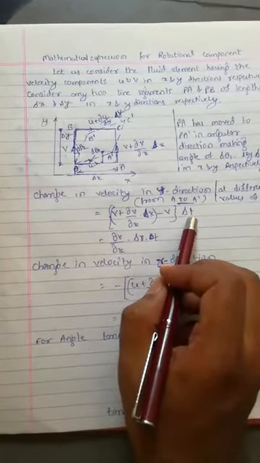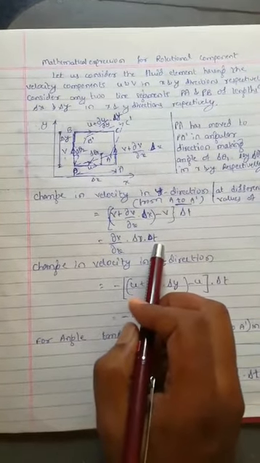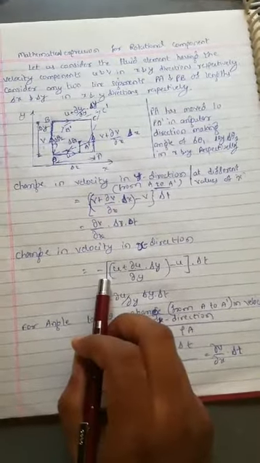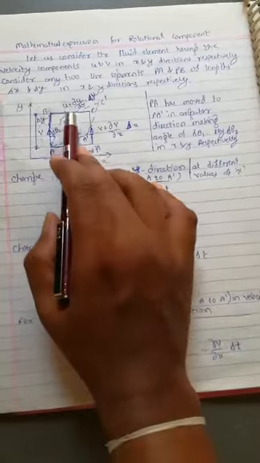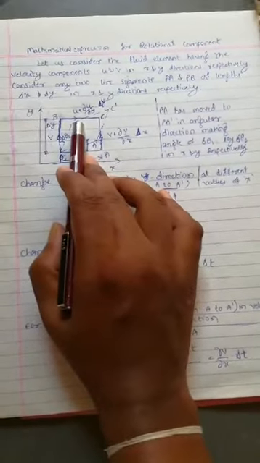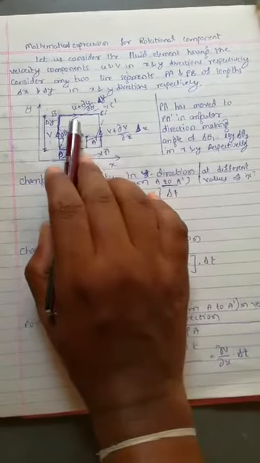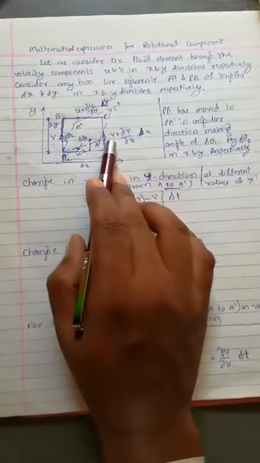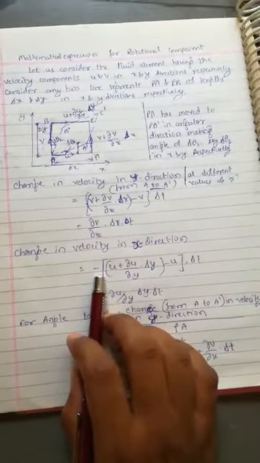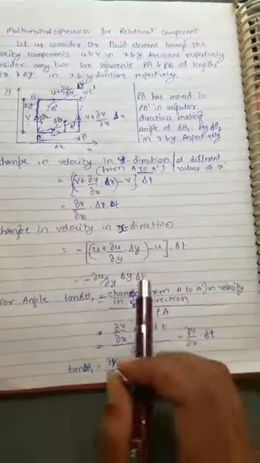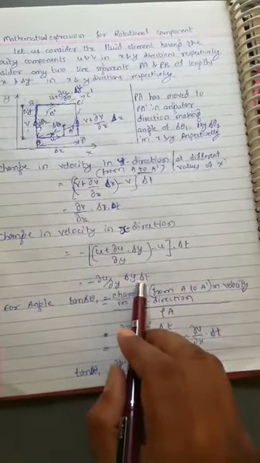Delta t is considered for the time interval. So we will get dou v by dou x delta x into delta t. And in the x direction we consider here a minus sign, because u is the x component velocity, it is moving opposite to the velocity component in y direction, or else it is moving clockwise. u is moving clockwise and v is moving anti-clockwise. As it is rotating in the opposite direction, we consider minus here. So we will get minus dou u by dou y into delta y into delta t.